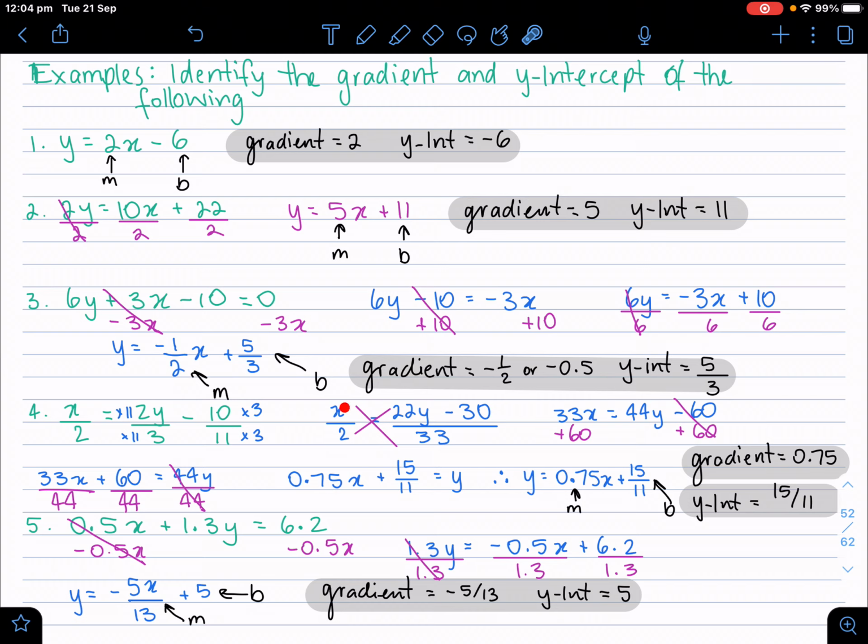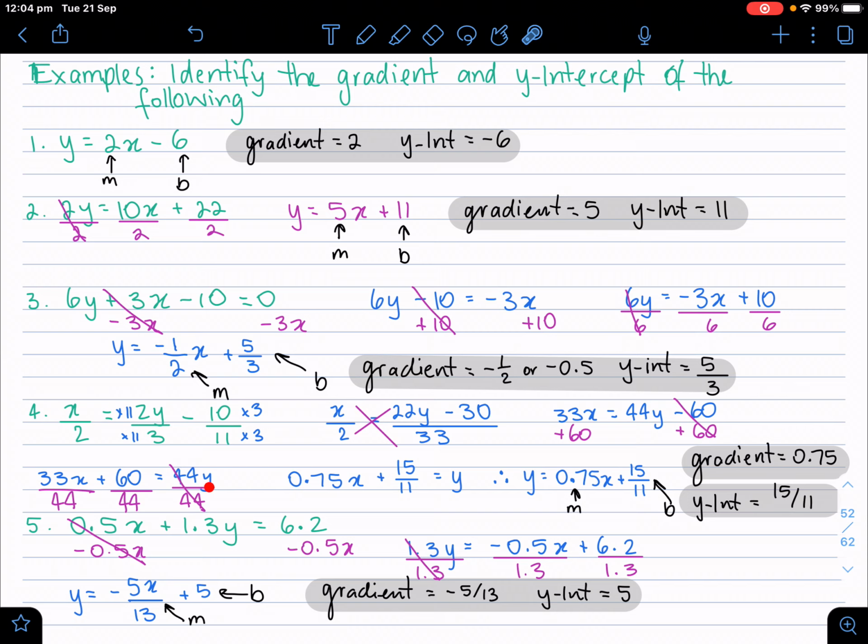So I do 33 times x and then 2 times everything on that side. So 2 times 22y and 2 times negative 30. I get this structure, the blue there. Now, just like I did in example 3 and example 2, I need to rearrange that to make y equals mx plus b. And you'll see I've done a number of steps there. The first thing I did is I took the b value across to get y by itself. When I did that, I still have 44 times y. Y is not by itself on that side of the equals.